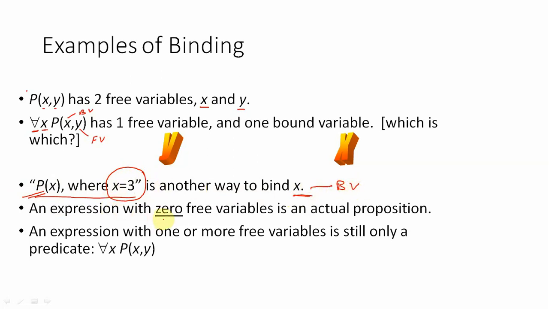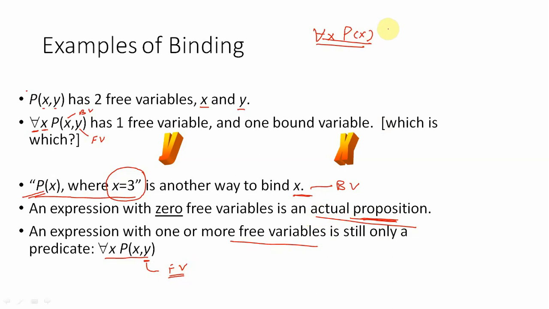Any expression which does not have any free variables is called a proposition. Now see over here, if I specify, let us say, for all x, p(x), right? So this is now an actual proposition. Whereas if it has one or more free variables, it will be a predicate. Why is it a predicate? Because there is no binding on the value of y. y is still a free variable. So any statement which has all the variables bound is an actual proposition.